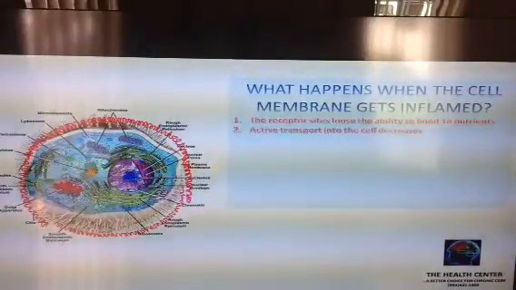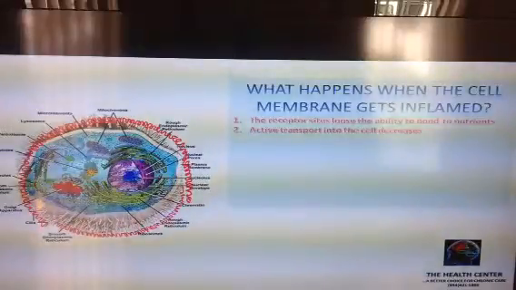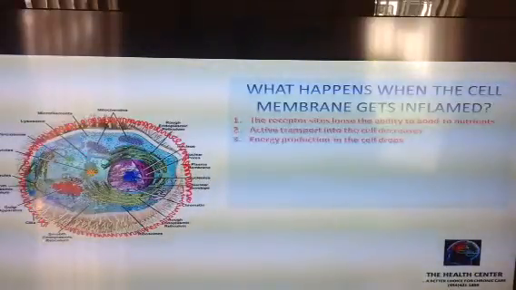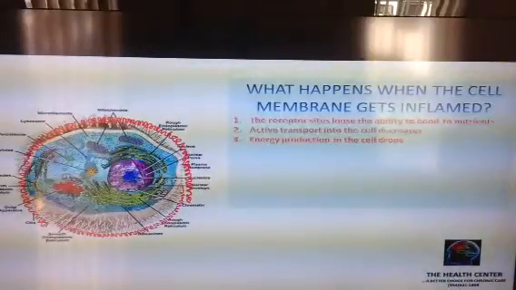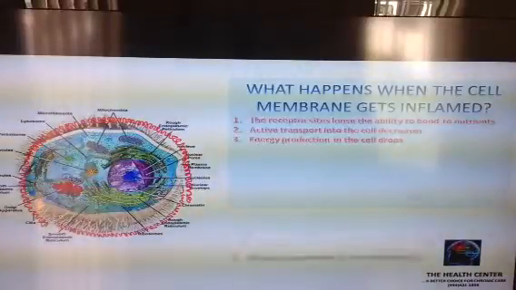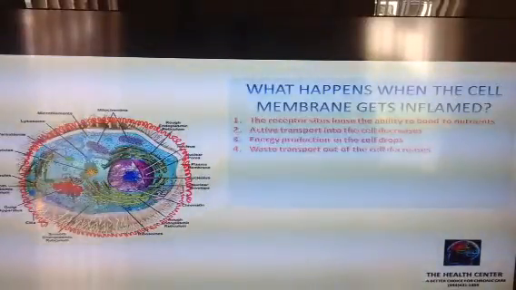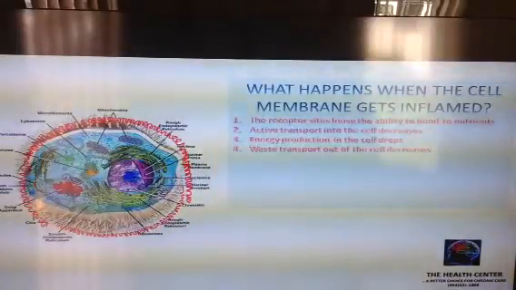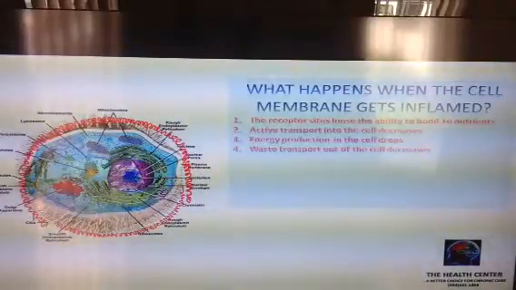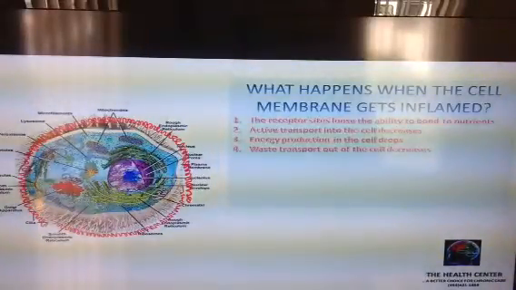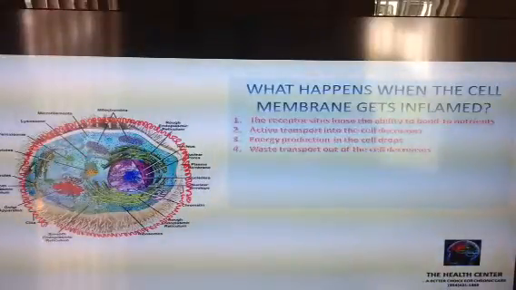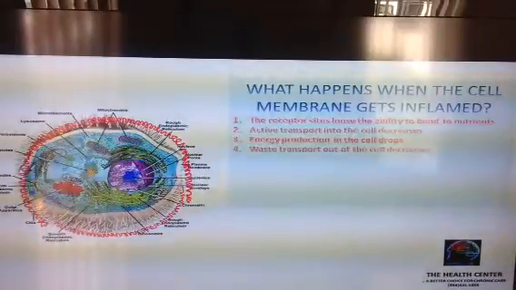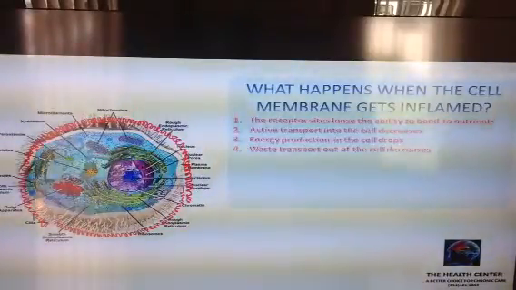When this happens, active transport of these nutrients into the cell decreases. As the active transport decreases, the energy production in the cell drops. When the energy in the cell drops, waste transport out of the cell decreases. Every time you have a metabolic reaction taking place in the mitochondria, energy is produced on one end, but there is also a waste product produced, just like in your car engine.